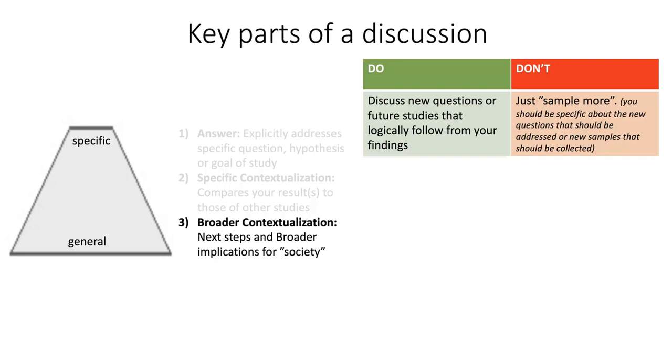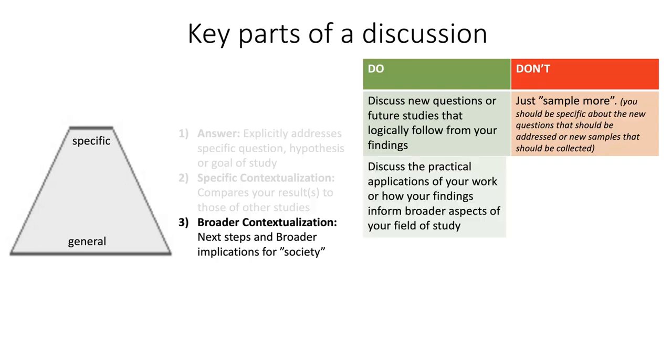That's something that no matter what study you do, no matter where you are, it would always be good to go out and collect more data. And so if you're going to say collect more samples, please be very specific about how many samples you need. Please be very specific about the types of samples you need and how those samples that you decide to collect logically follow from the findings that you initially found in this study, okay?